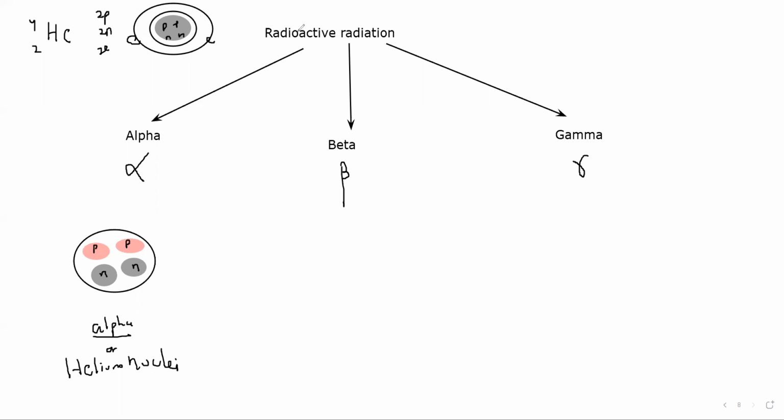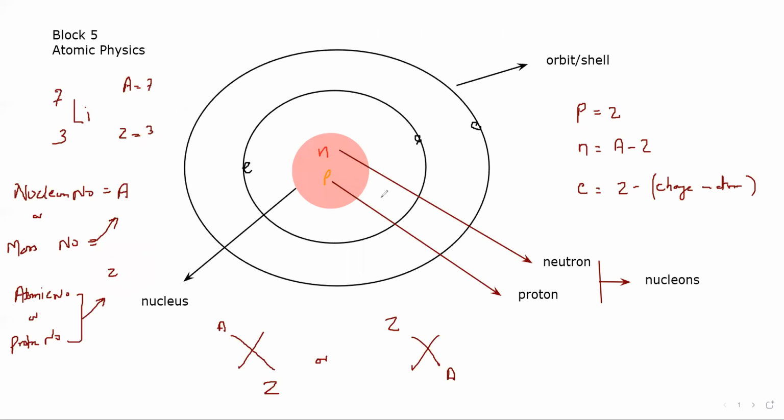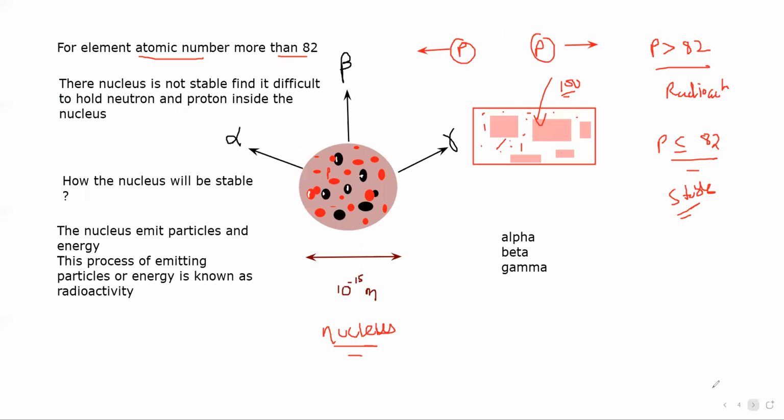What is beta? Beta is an electron actually. But my question is, all of these radiations are emitted from the nucleus, and when I'm drawing the nucleus, I did not draw electrons inside the nucleus. All the examples, even from the beginning, I did not draw any electron inside.